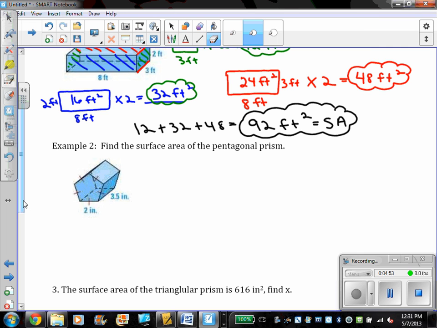Okay, so we are going to find the surface area of this shape. Now, we have 2 distinct shapes. One is the pentagon, so I'm going to try very hard to draw it, and I can't draw a pentagon to save my soul, but here we are.